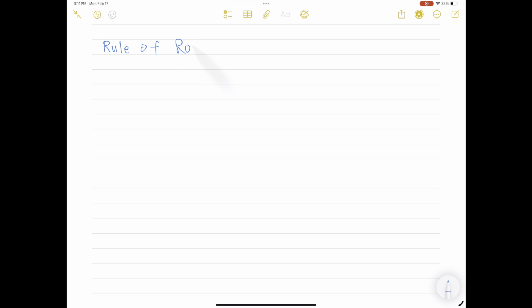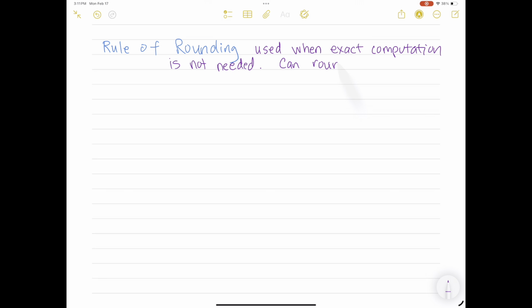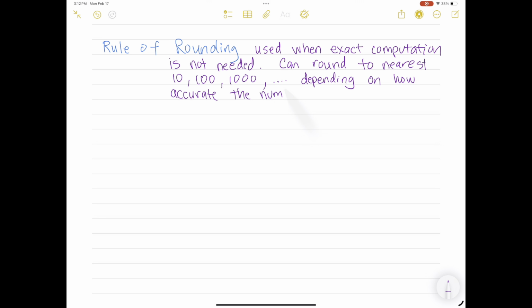The rule of rounding is used when an exact computation is not needed for the answer of a problem. We use the rules of rounding to estimate numbers. We can round each number to the nearest 10, 100, 1,000. It depends on how accurate the answer we need. We use the symbol ≈, which means approximately equal to.